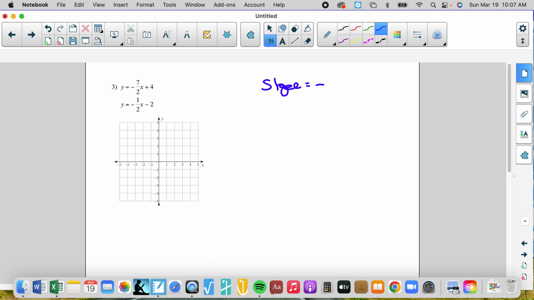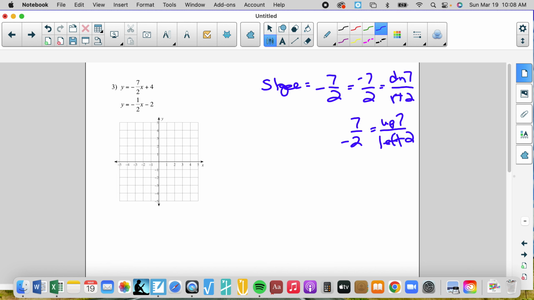Slope is -7/2. Notice that negative was in the middle. So I'm going to choose to either put it in the numerator or put it in the denominator. If I put it in the numerator, that is going to be rise -7. So negative is down 7. Run 2 is right 2. Or if I had placed the negative in the denominator, that's going to be up 7, and this is going to be left 2. It will take you to the same place.